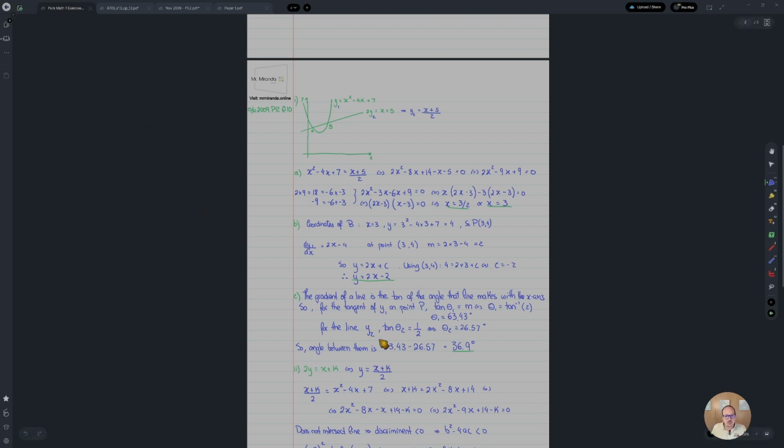Do the same thing for line y2, which is this one over here. Okay, you know the gradient just by looking at the expression, it is 1/2. So the angle is tan⁻¹ of 1/2, which is 26.57. So the angle between them is going to be this one minus that one, which corrected to 1 decimal place is 36.9 degrees.